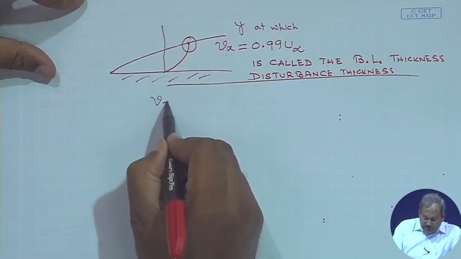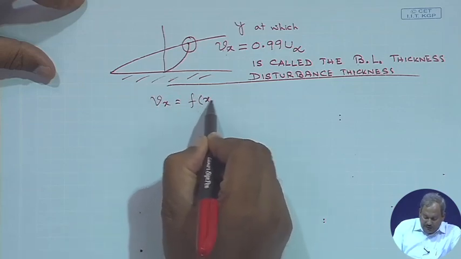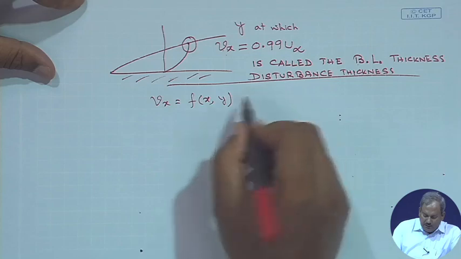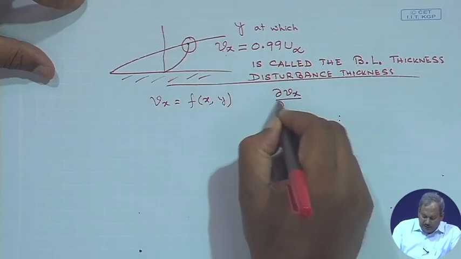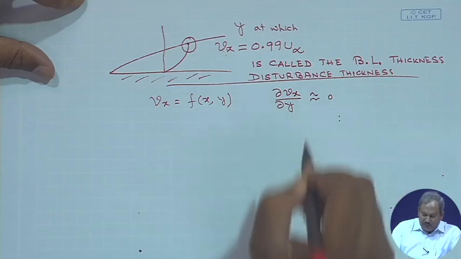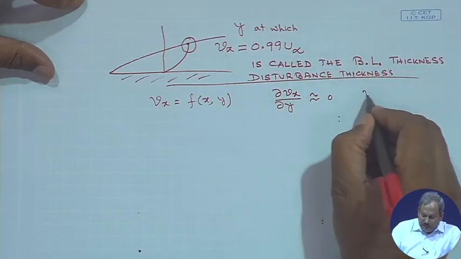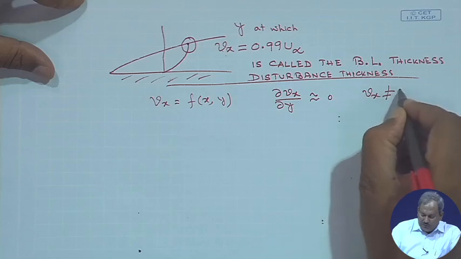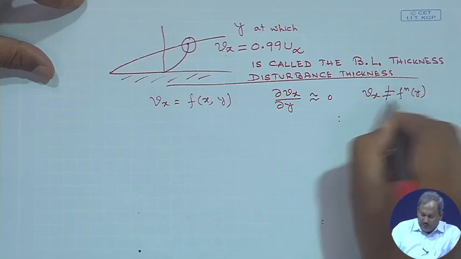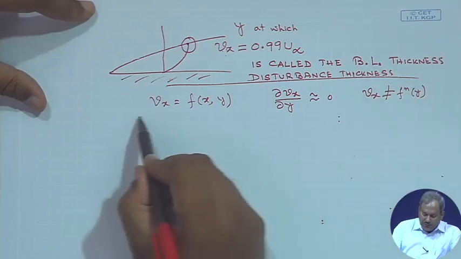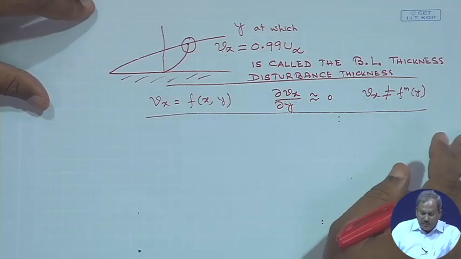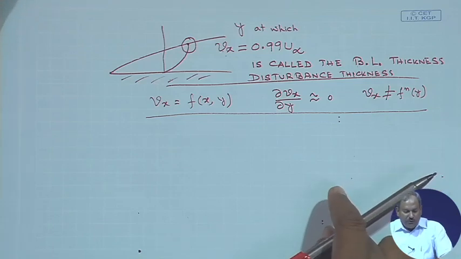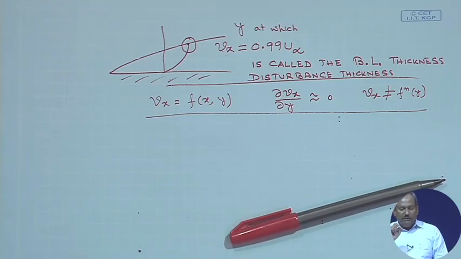So, I understand that Vx is a function of x and is a function of y. However, near the boundary layer, del Vx by del y approaches 0. That means, beyond the boundary layer, Vx is not a function of y anymore. So, these are mathematically the definition of the location of the boundary layer, but it is so difficult to theoretically pinpoint where this happens.